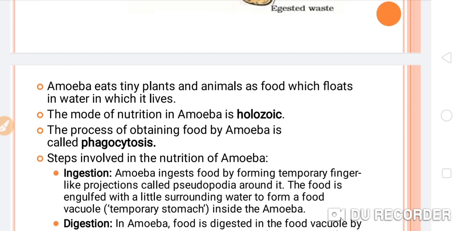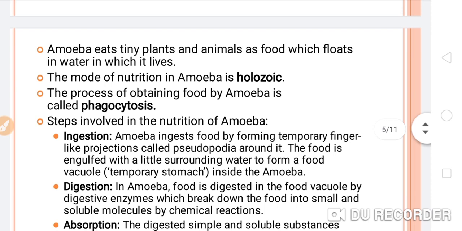Amoeba eats tiny plants and animals as food which float in the water in which it lives. The mode of nutrition in amoeba is holozoic mode. This is very important, you can underline it. The process of obtaining food by amoeba is called phagocytosis. This is a very important point, you can underline it, that is phagocytosis.